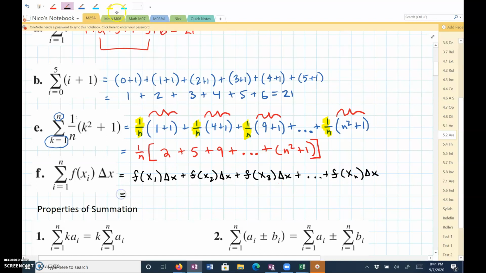Again, for this one, you can see that there is a delta x in all of these. So we can factor out delta x, and then we can write the sum f of x sub 1, f of x sub 2, f of x sub 3, plus dot dot dot f of x sub n.